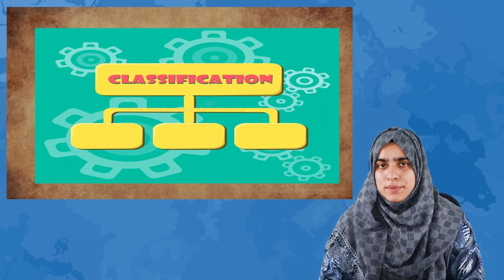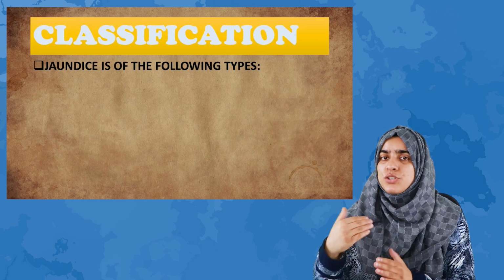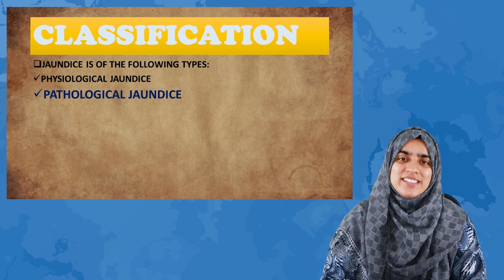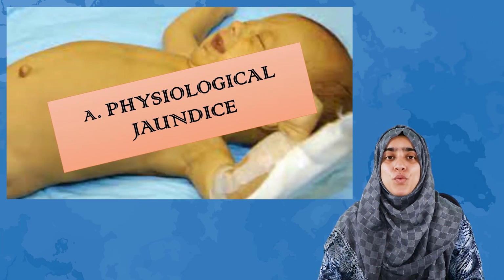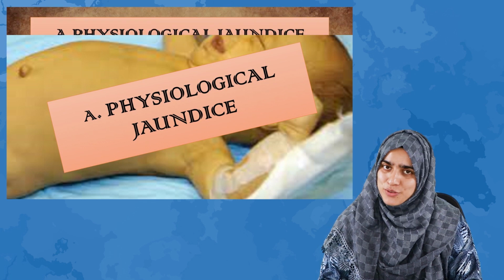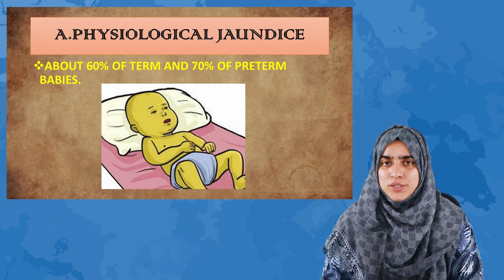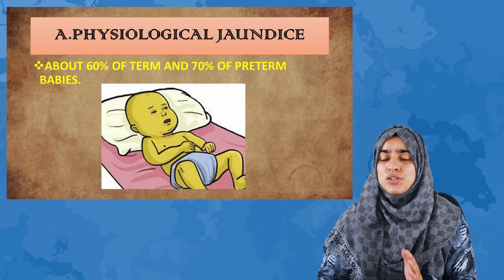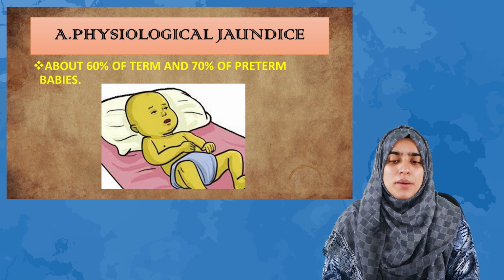Jaundice or hyperbilirubinemia is classified in many ways. The types of jaundice are: physiological jaundice, pathological jaundice, breast milk jaundice, and breastfeeding jaundice. We'll talk about the first one, physiological jaundice, or icterus neonatorum. As I told you, this is most commonly seen in preterm babies. It is seen in about 60% of term babies, as well as 70 to 80% of preterm babies.